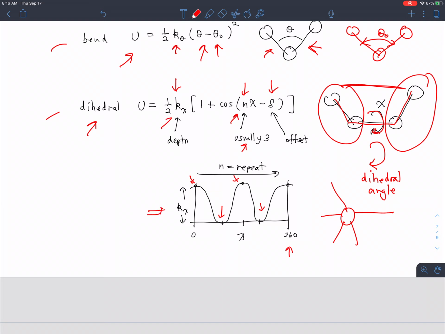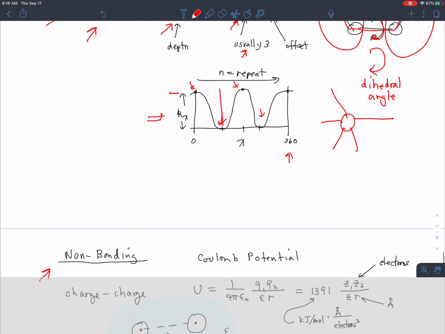It's got the same symbol as a force constant, but it isn't really a force constant. The value of this kappa chi quantity is the depth of these cosine wave bumps in the dihedral energy. All right, I think that's clear enough.